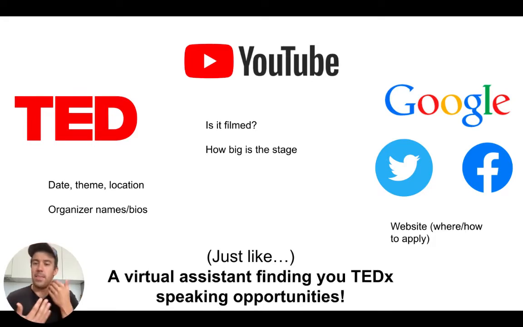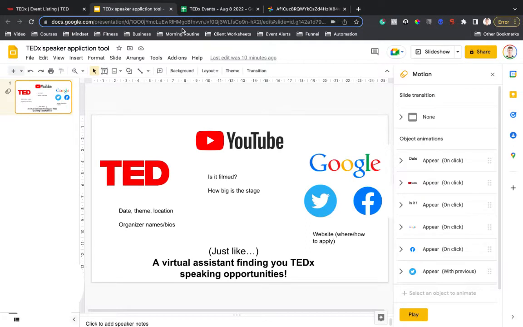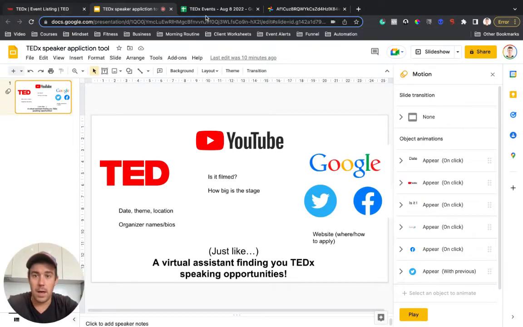So basically, this is just like having your own virtual assistant that's sitting there working away, finding you TEDx speaking opportunities in your area and letting you know when they're happening so you don't miss them. And it's very, very easy for you, or you could hire an assistant or a virtual assistant to send the applications in for you. So let's look at the tool itself.